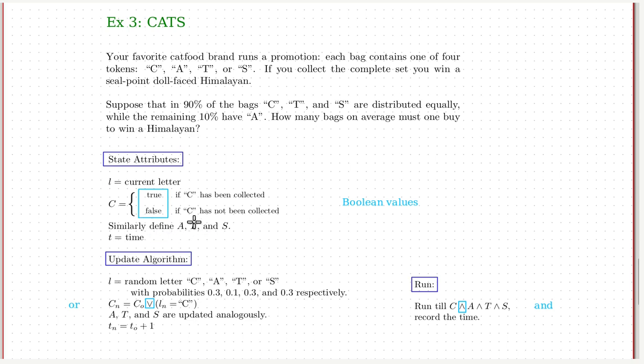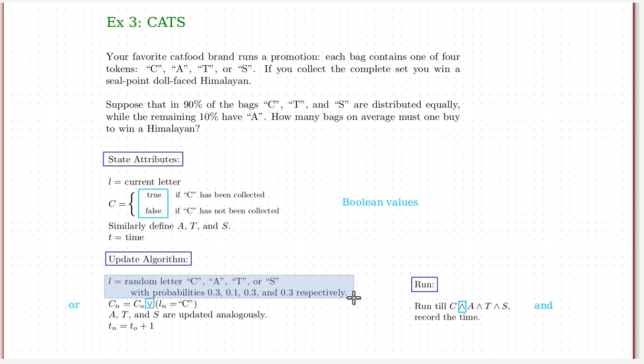Okay, now, how do we update from one state to the next? Or in other words, how do we update the state after we buy a new bag of cat food, right? How do we update the system to reflect the new state? Well, L will be just a new random letter that we've chosen from the letters C, A, T, and S with the probabilities 0.3, 0.1, 0.3, 0.3, respectively, right? So C is probability 0.3, A is probability 0.1, T is probability 0.3, and S is probability 0.3, right? So we'll just have to use some kind of a random process to select a letter at random with those probabilities, right?